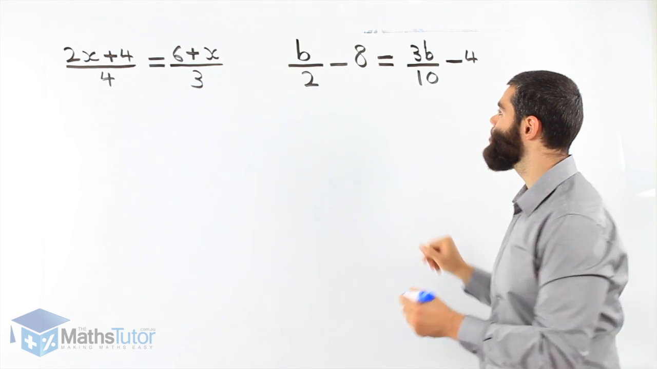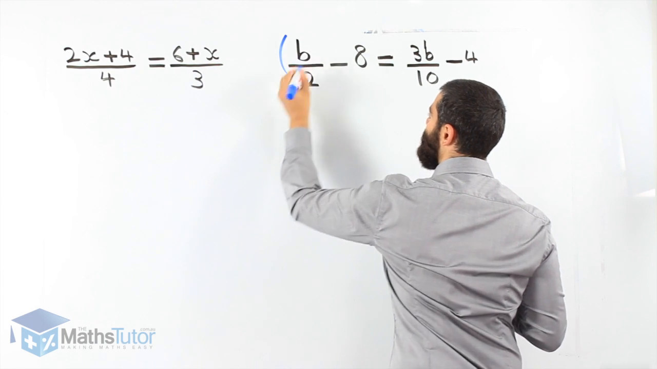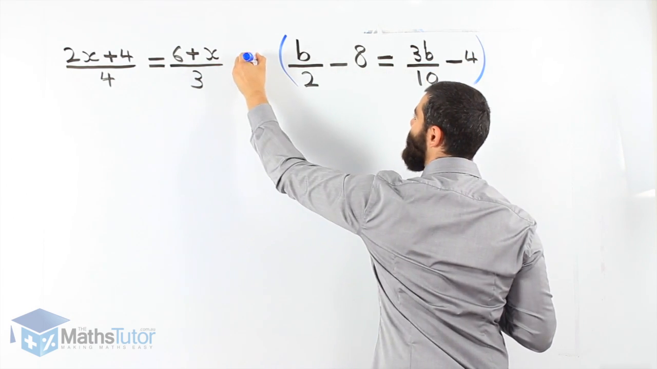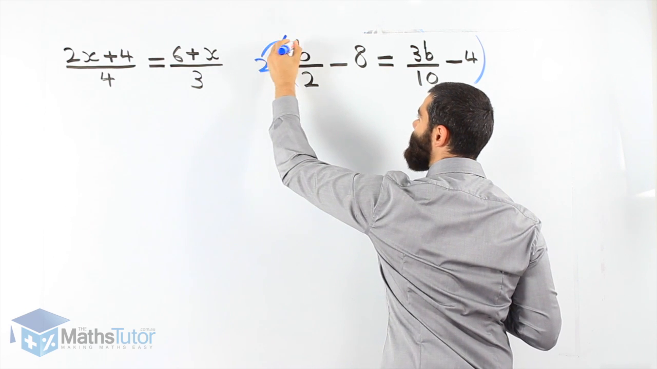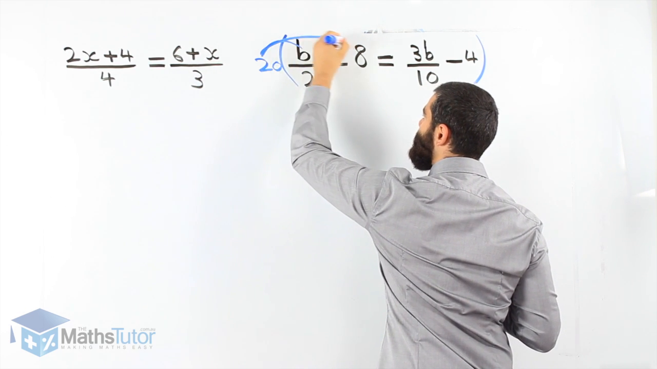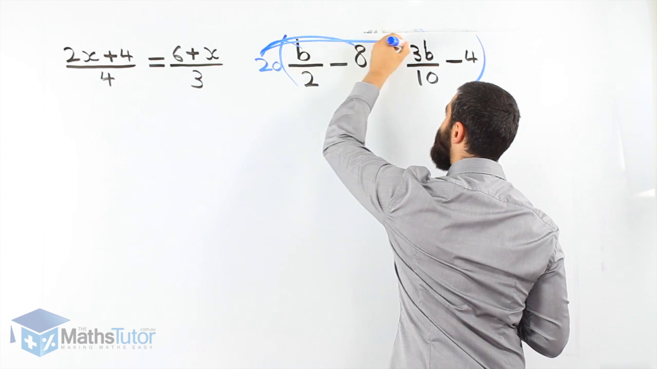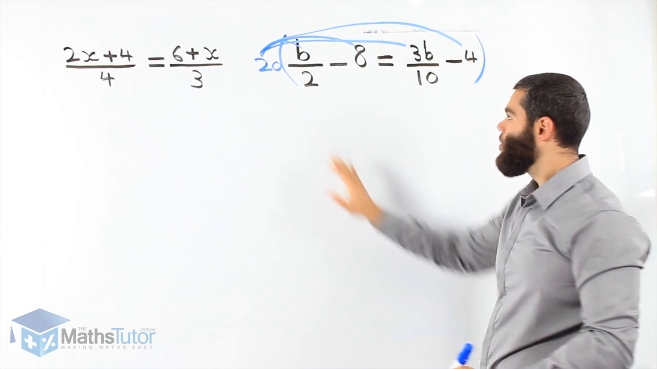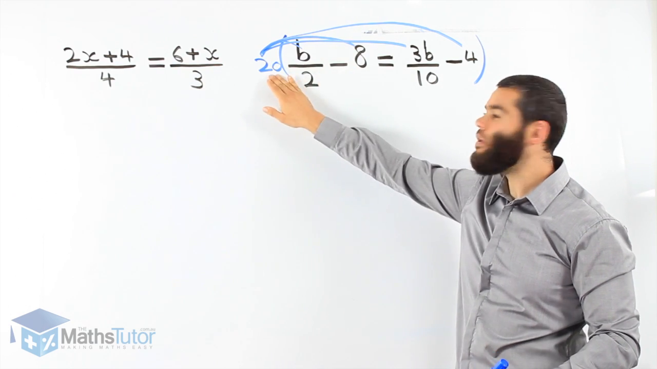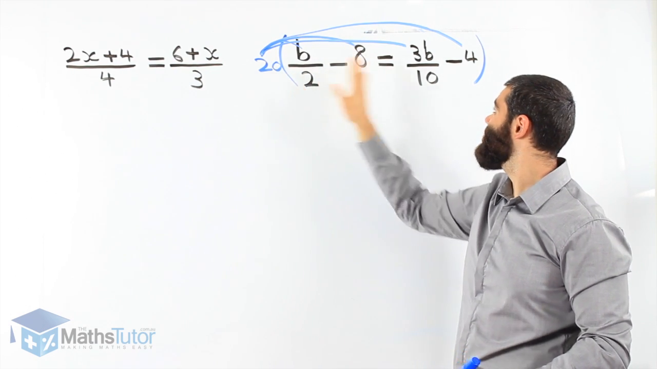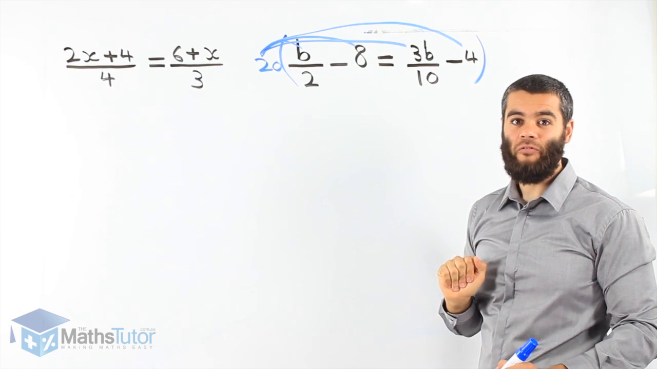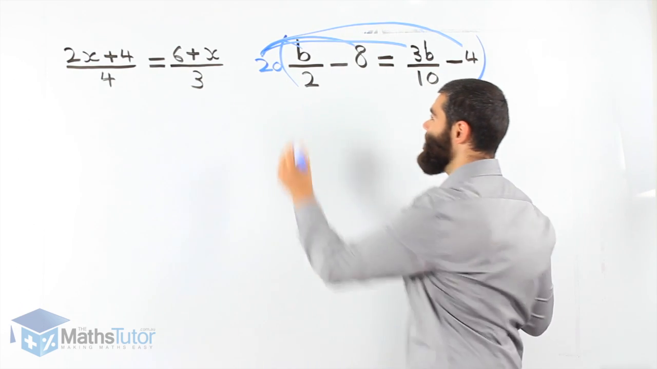2 times 10, 20. We multiply the whole equation, everything, by the 20. 20 times b, 20 times negative 8, 20 times 3b, and 20 times negative 4. Now, let's do that.